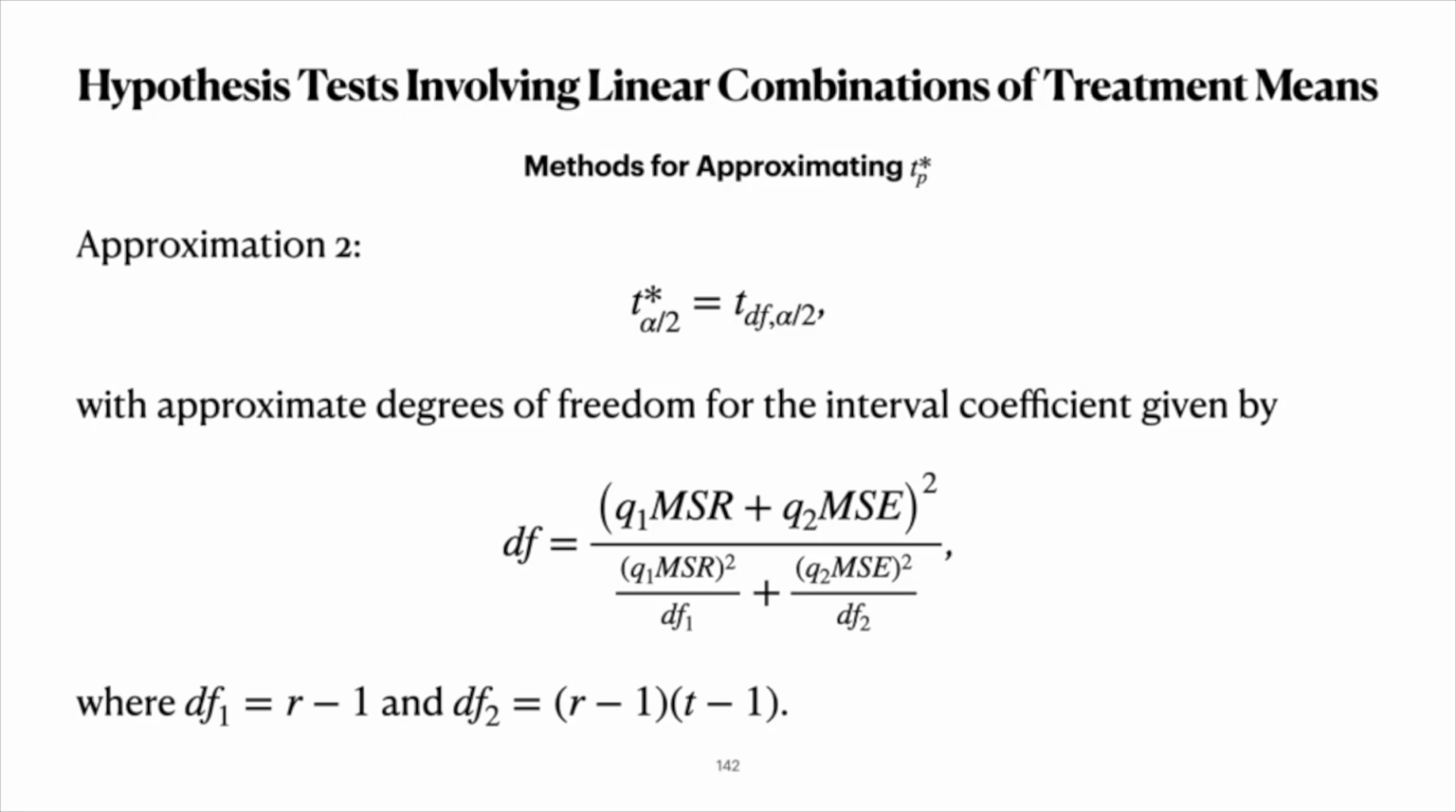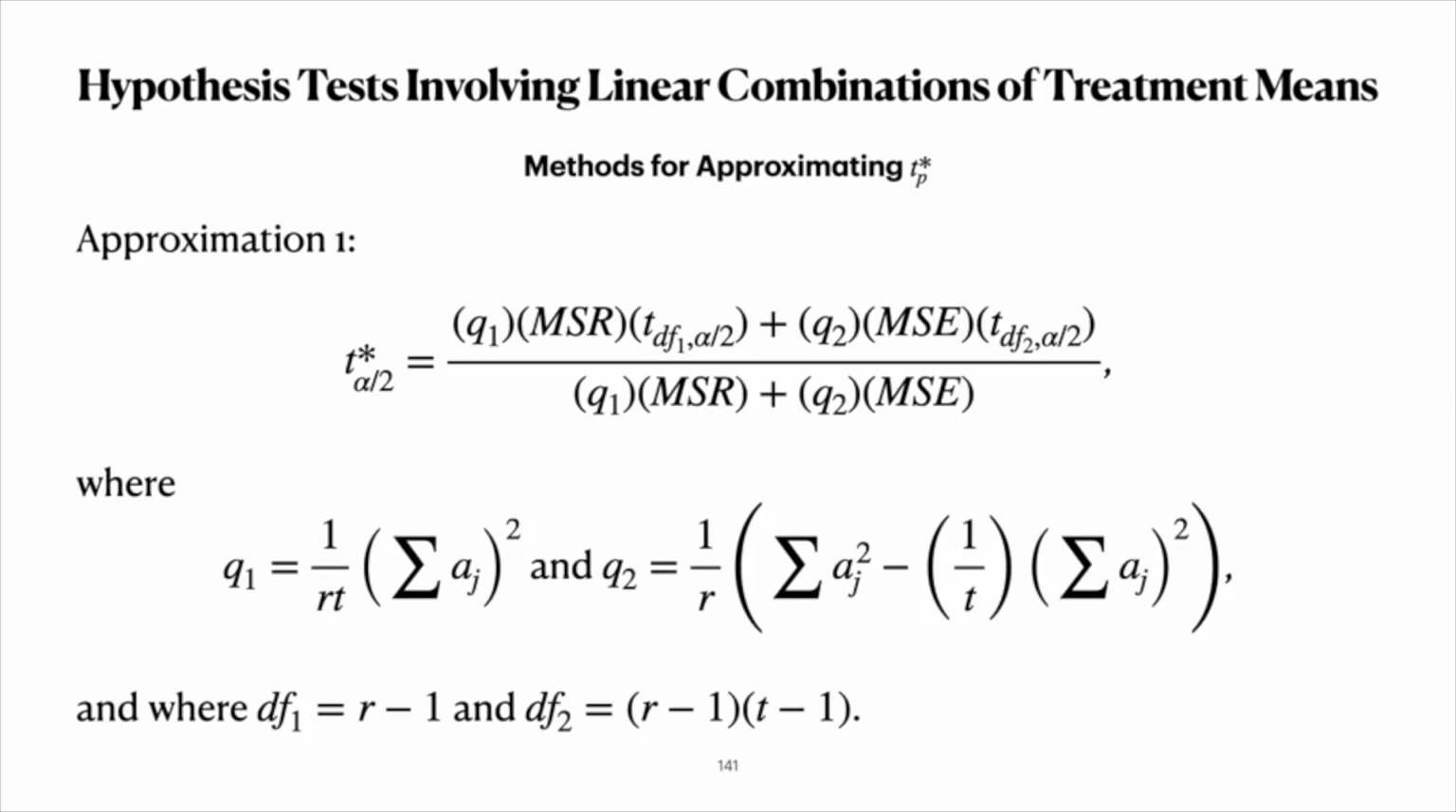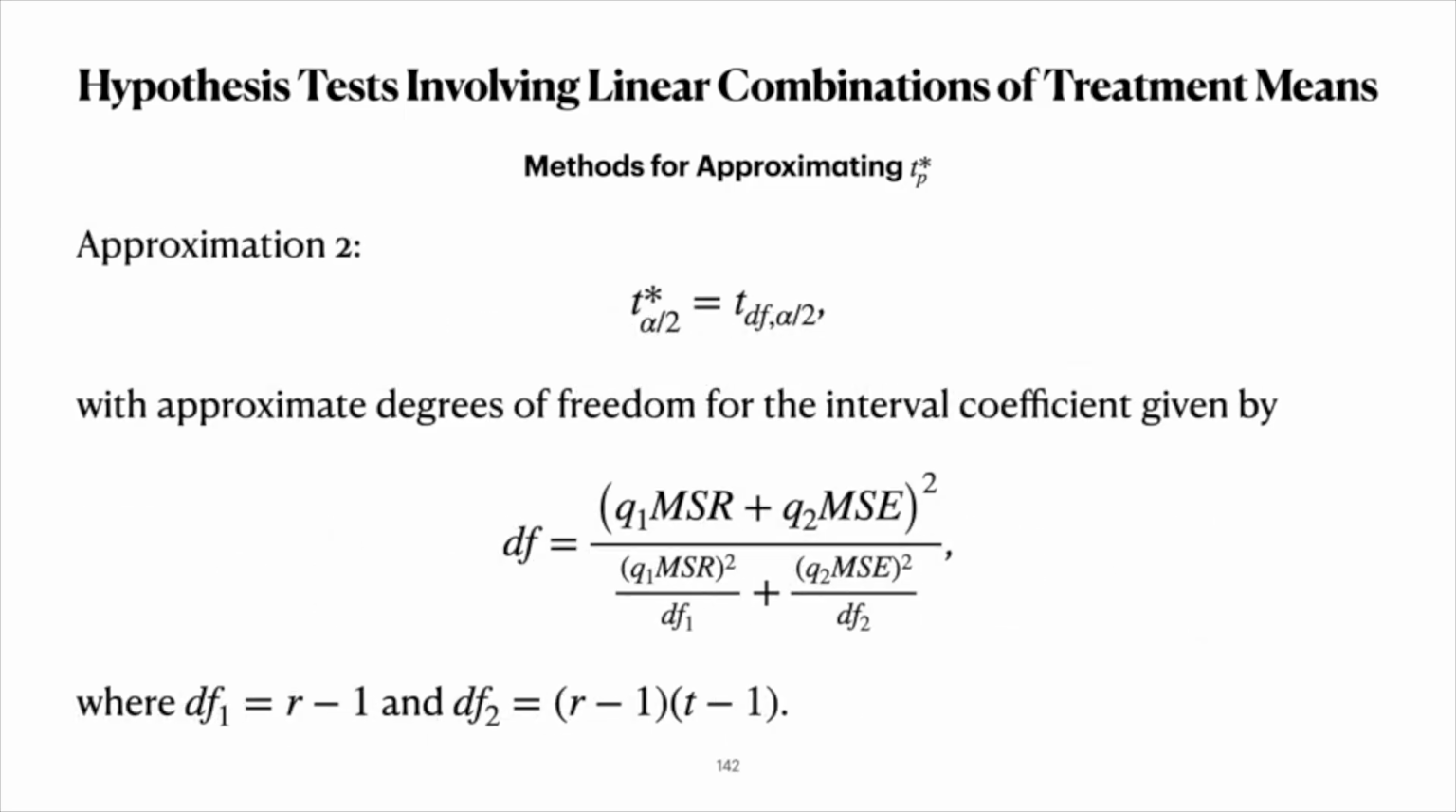So on this slide we're estimating the degrees of freedom, whereas in approximation 1 we are taking a weighted average of the critical points from two different t-distributions: a t-distribution with r minus 1 degrees of freedom and a t-distribution with degrees of freedom equal to r minus 1 times t minus 1. So two different approaches to getting an approximate t-value, an approximate critical point in this context. Often these two approaches will provide approximate t-values that are very close, but again, they're not exactly equal.